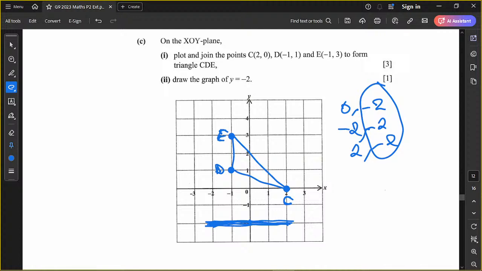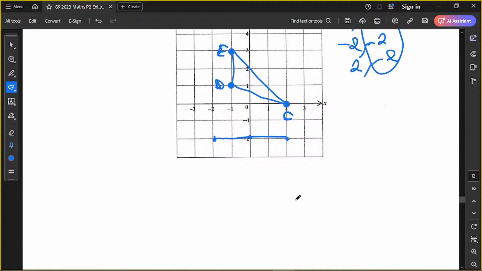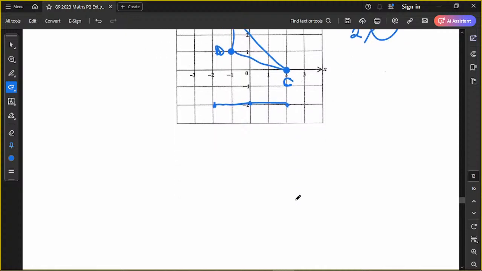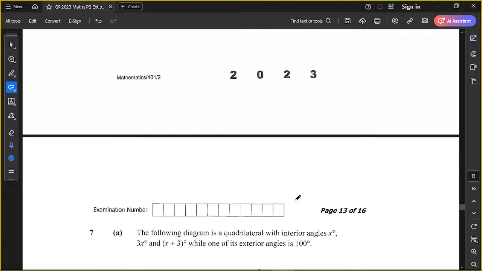So the line which is down here, this is the graph of y is equal to -2. It should be like this. Then that is the triangle CDE, the one I've drawn. I don't know if you have gotten confused on how to draw the line of y is equal to -2. You can ask in the comment section.